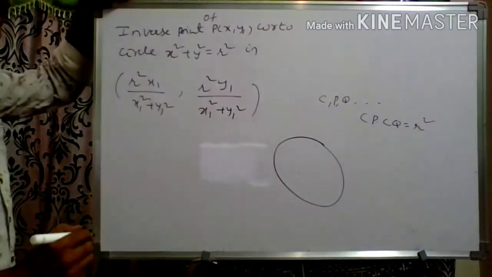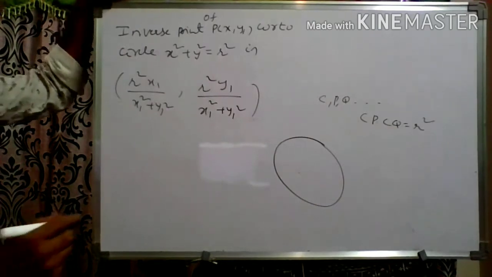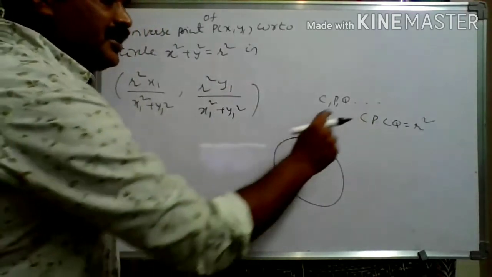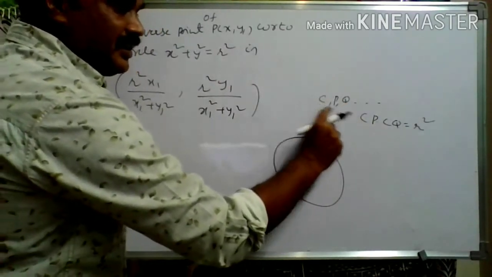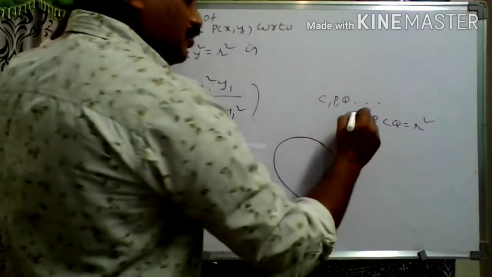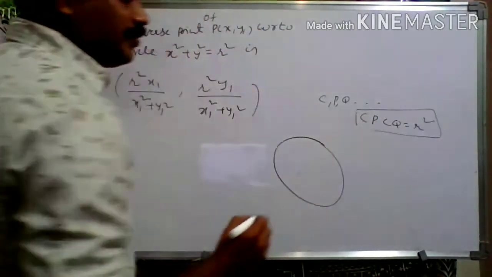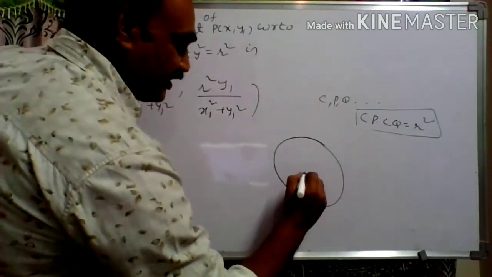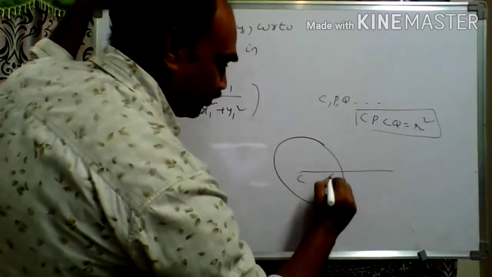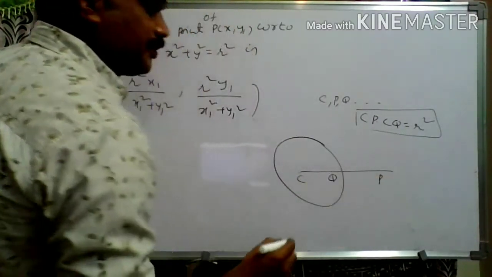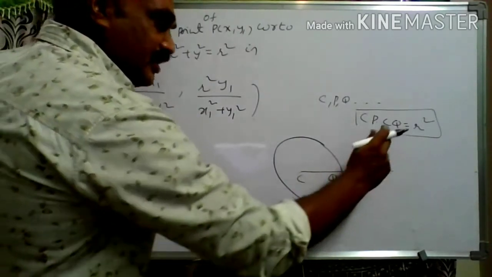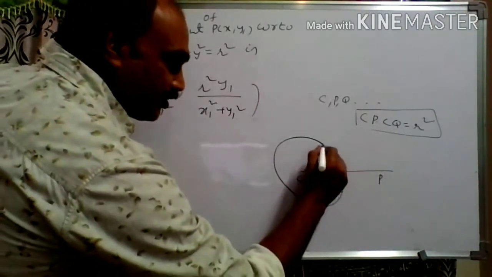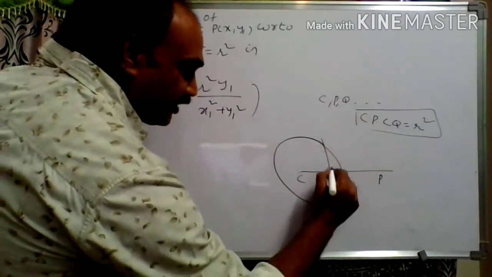So P, Q are said to be inverse points with respect to the circle S is equal to 0. C, P, Q are collinear. Next, P, Q lie on the same side of center and CP into CQ is equal to R square. P, Q are conjugate points. This is center, this is Q, this is point P. So CP into CQ is equal to R square. Conjugate points: polar of P passes through Q.